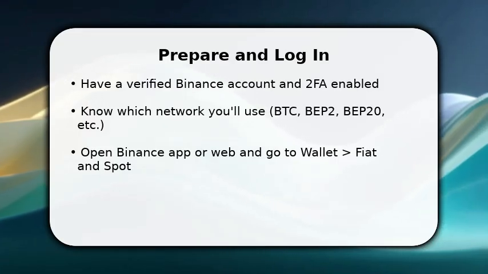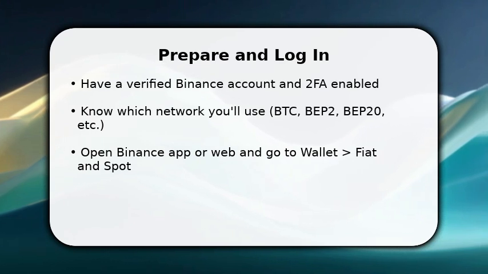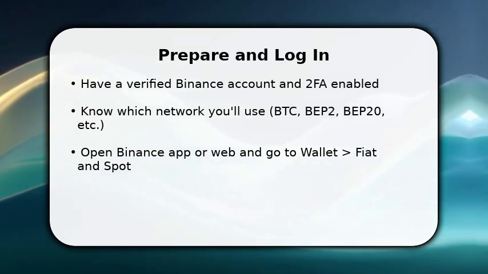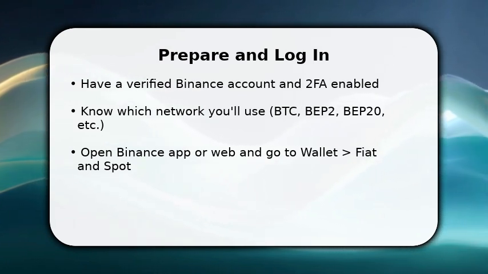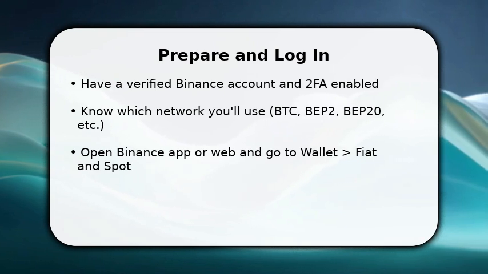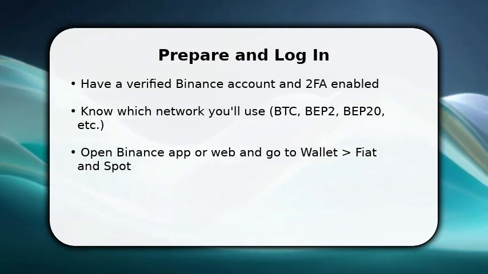You start by signing into your verified Binance account and making sure 2FA is active for security. Once logged in, go straight to Wallet, then choose Fiat and Spot. That's where deposits live. You pick Bitcoin as the asset to deposit because that creates the address you need.